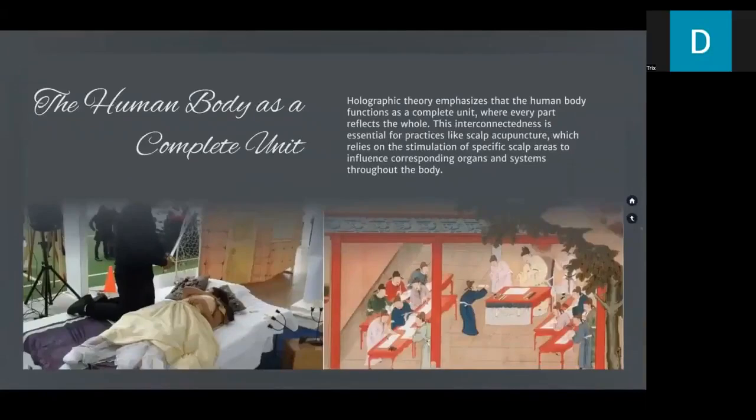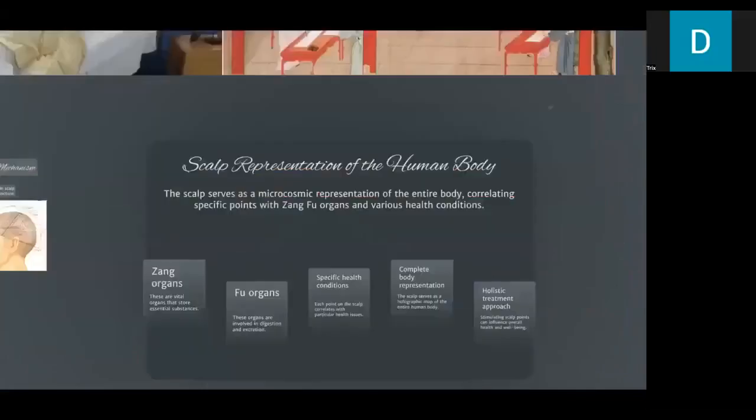The human body is a complete unit. Holographic theory emphasizes that the human body functions as a complete unit, where every part reflects the whole. This interconnectedness is essential for practices like scalp acupuncture, which relies on the stimulation of specific scalp areas to influence corresponding organs and systems throughout the body.